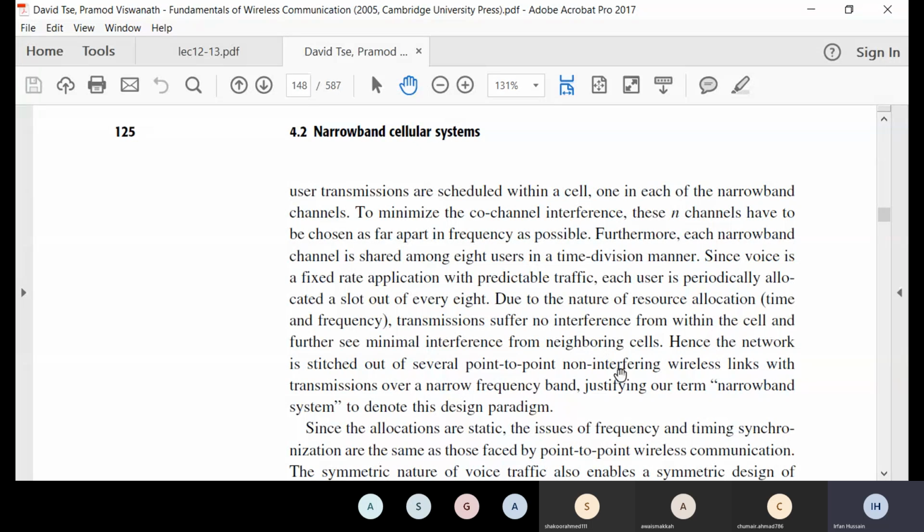There will be interference from neighboring cells, but that will also be minimal, because each cell will be repeated with the same frequency after a very far distance. Hence, it will almost be point-to-point non-interfering wireless links.